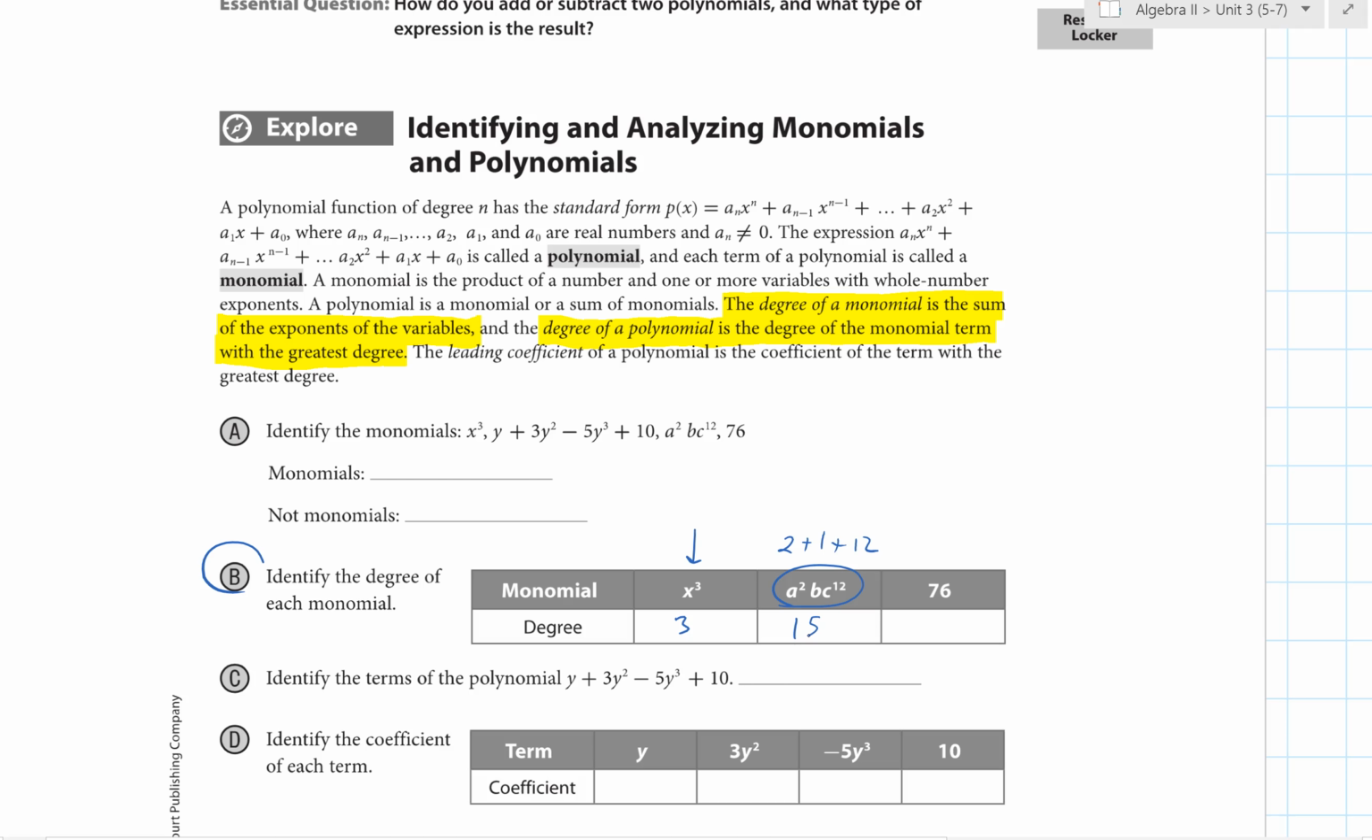So as it says up here in the highlighted area, the degree of the monomial is the sum of the exponents of the variables. So our exponents are 2, 1, and 12. So we add up 2 plus 1 plus 12 and get 15. The last one here is 76. That doesn't have any variables, so the variables are degree 0. So this would be a 0 degree monomial.